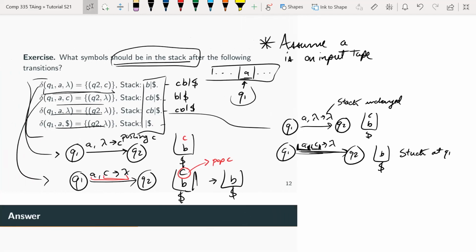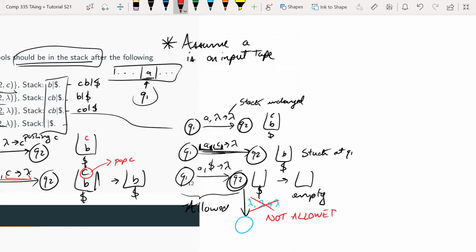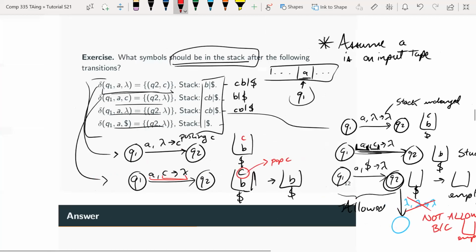Okay, and then the last one here was if you're at Q1 and you're reading an A, you have a $sign at the top of your stack and you replace that with lambda. Then what happens if your stack is just a $sign? Well, this is allowed, and the content of your stack is just going to be empty. But once it's empty, so once you're at Q2, you can no longer have any more transitions. So if I had lambda, lambda, lambda, this is not allowed, because of the empty stack. Just make sure to remember that.